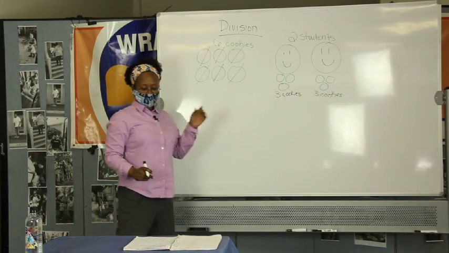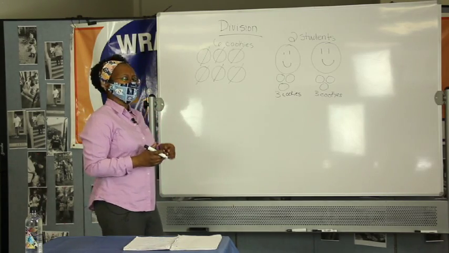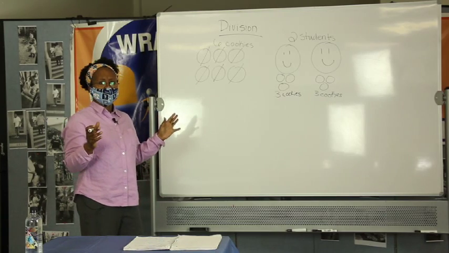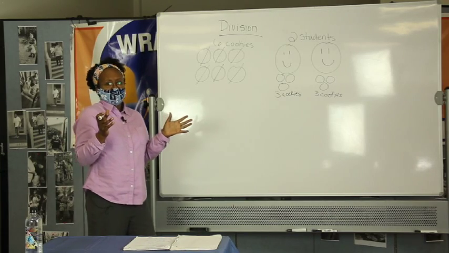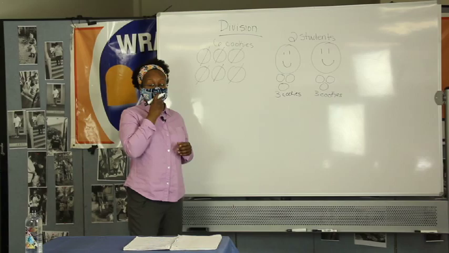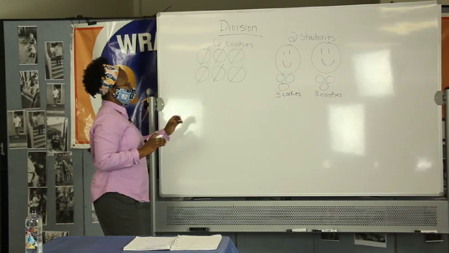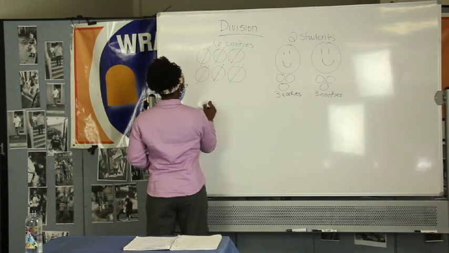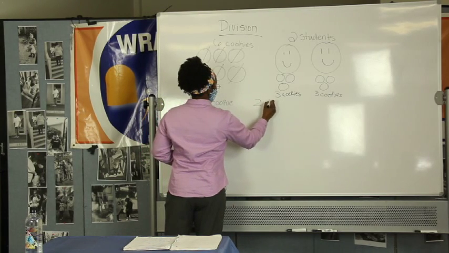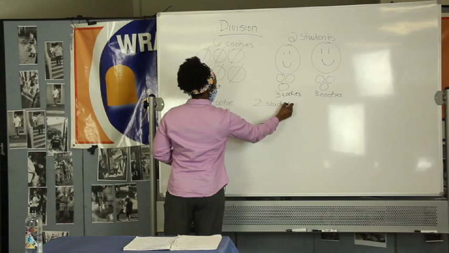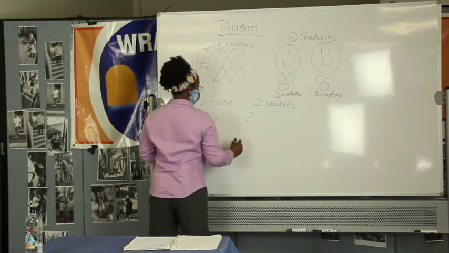Now, this is one way to do it. However, the more advanced you become, you can't draw pictures for everything. Because if you had 200 cookies, you can't draw 200 cookies and start marking them off. If you have, let's say you have 15 students, that's quite a bit of drawing and marking off. So let's find a relationship here with the numbers. So down here, we have 6 cookies and 2 students. So down here, I'm going to put 6 and 2.